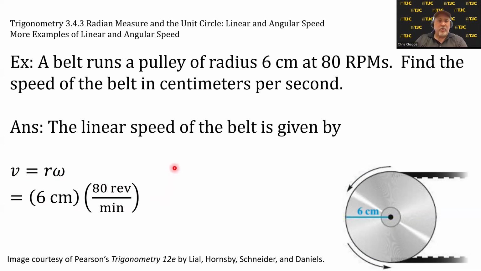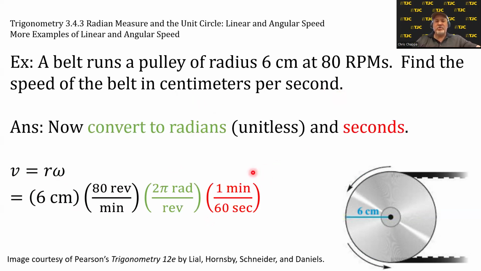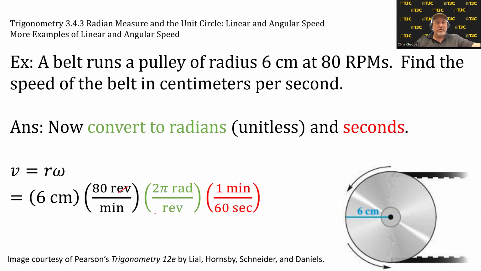But remember, this only works if we are in radians, so we've got to fix the revolutions. And we need seconds because we're being asked for centimeters per second, not centimeters per minute. So we'll set up both conversions. The conversion to radians will be 2 pi radians per one revolution. And the conversion to seconds will be 1 minute to 60 seconds, which works because the revolutions cancel, the minutes cancel, radians is unitless, and we're left with centimeters per second. And if we do the math, we end up getting about 50.3 centimeters per second.